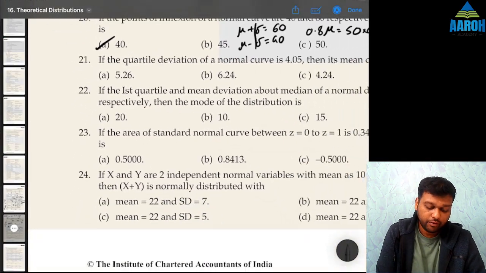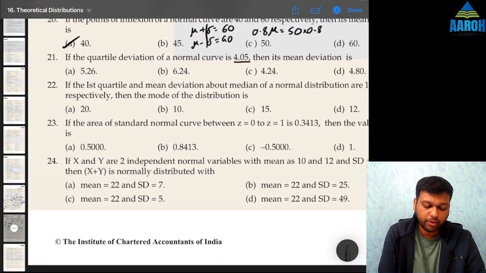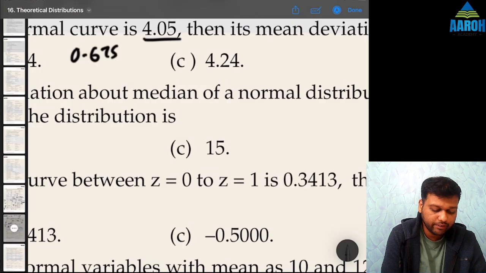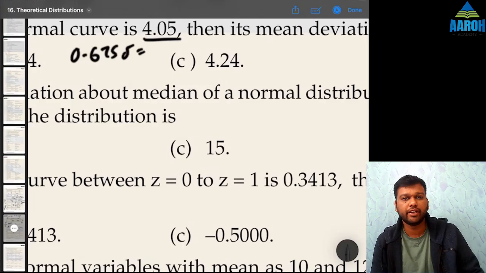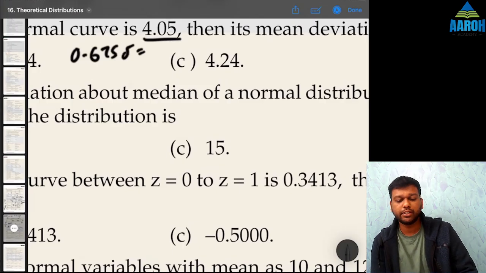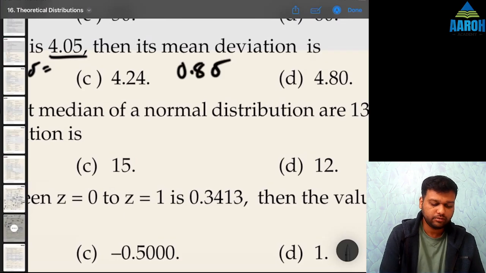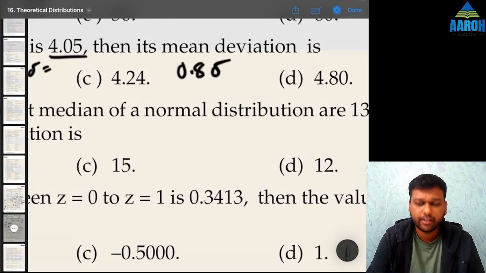Next, if quartile deviation of a normal curve is 4.05, then its mean deviation is, quartile deviation is 0.675 sigma, that is 4.05. So sigma will be what? 4.05 divided by 0.675, 6. Mean deviation is 0.8 sigma, that is 4.8, option D.